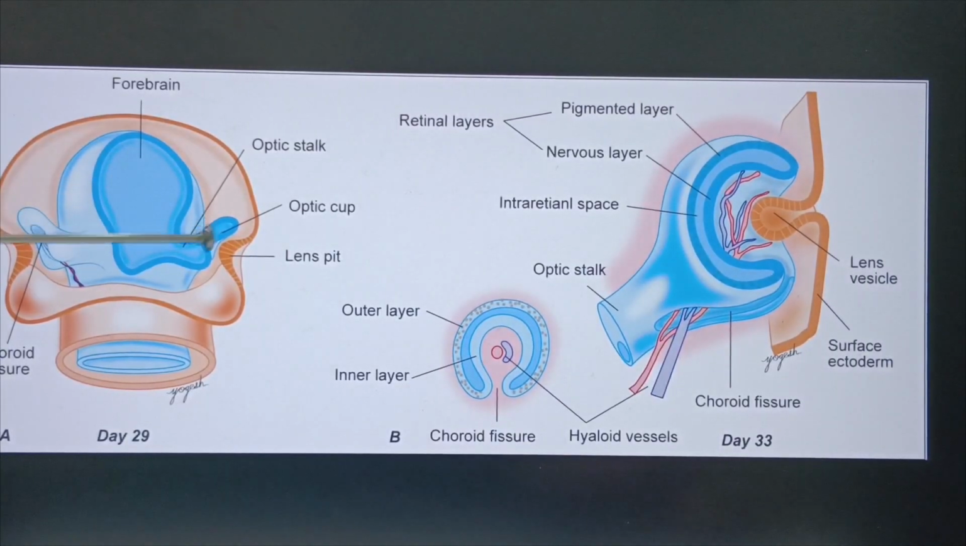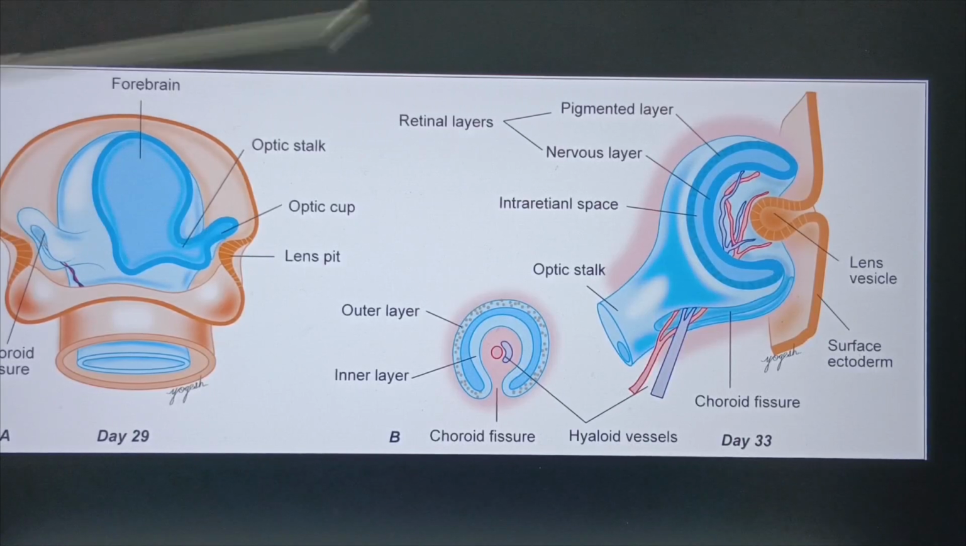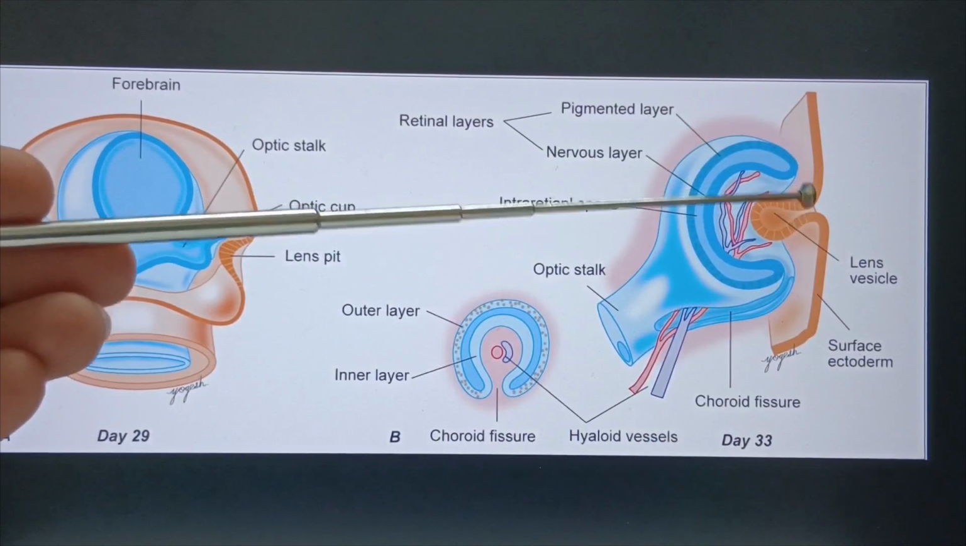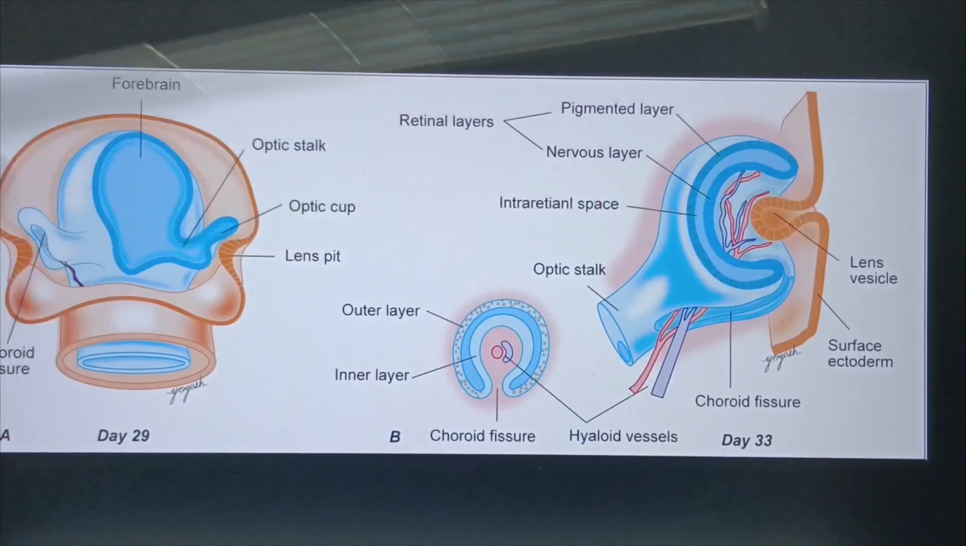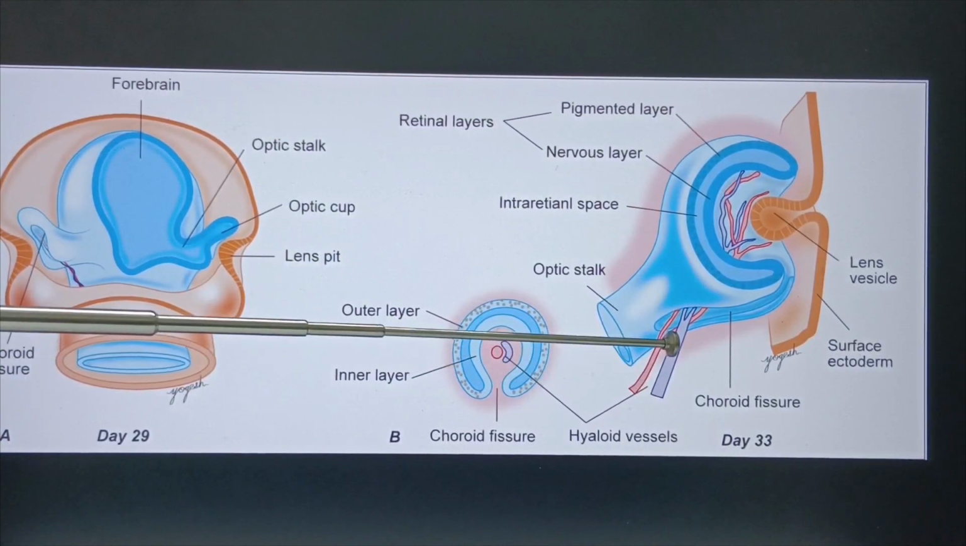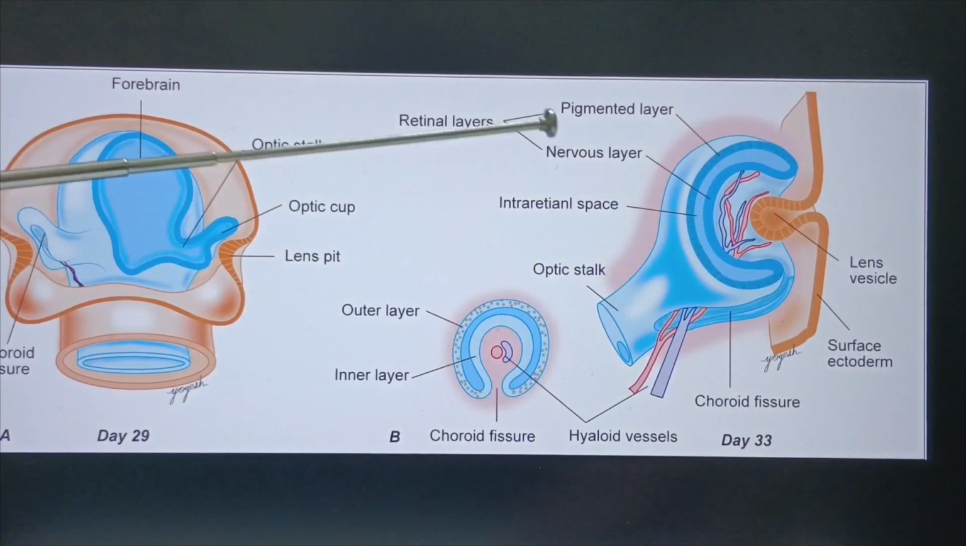Now you can see here the optic cup has been formed and the lens pit formation is there. That pit will deepen towards the lumen of this cup and will convert into the lens vesicle. And we can see that it will finally detach from the surface ectoderm. And what else we can see? In the choroid fissure, we see the passage of the hyaloid vessel, right?